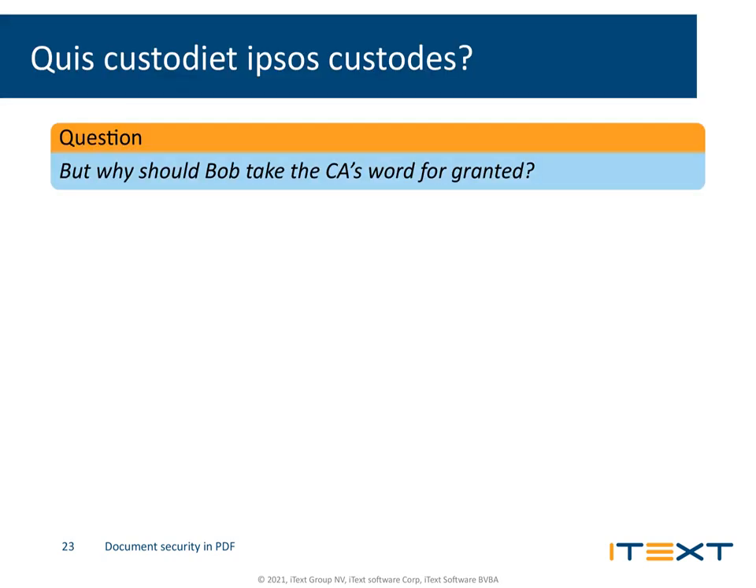Now, this protocol isn't too complicated, but it does raise one obvious question, namely, who watches the watchers, or who trusts the certificate authorities and why? Why should Bob take the CA's word for granted? And this is a hard problem.